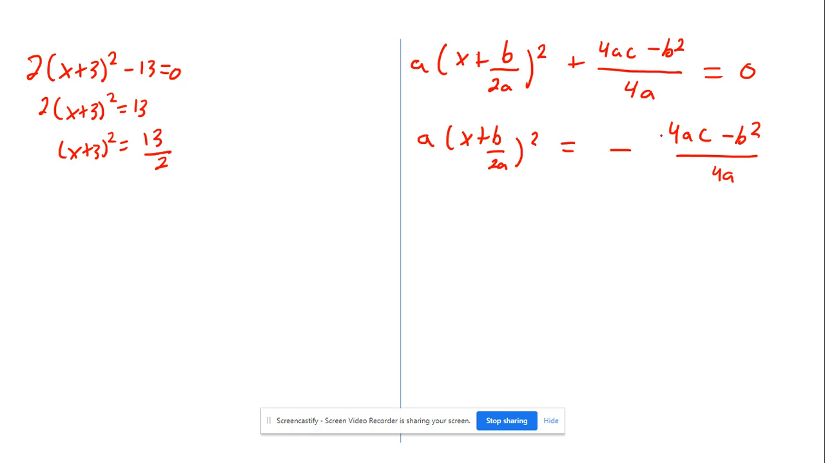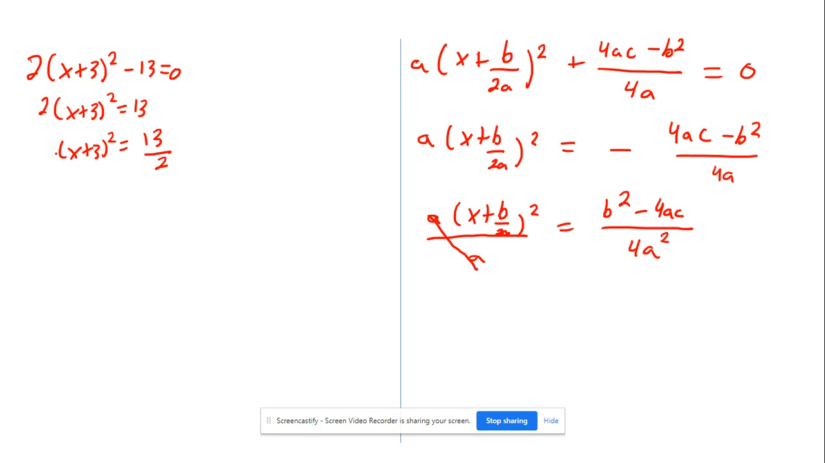I'm going to take this negative and multiply it to this term and to this term to make this a positive over here. So it's going to be ax plus b over 2a squared equals, I'm going to put this one first now, b squared minus 4ac over 4a. Okay, over here I divided by 2, so now I'm going to divide by a. I'm just going to do this, make that a squared like that.